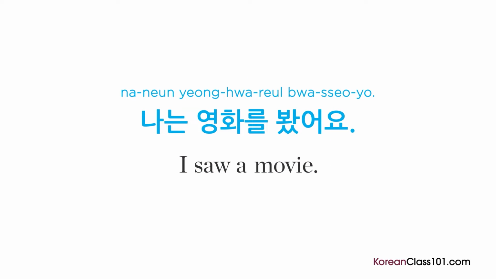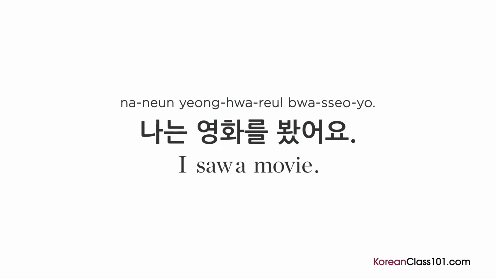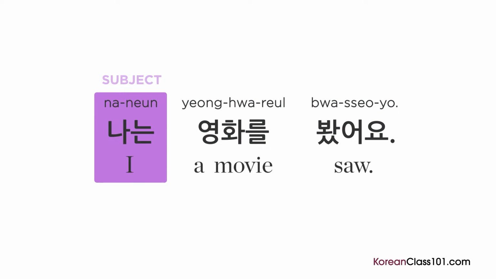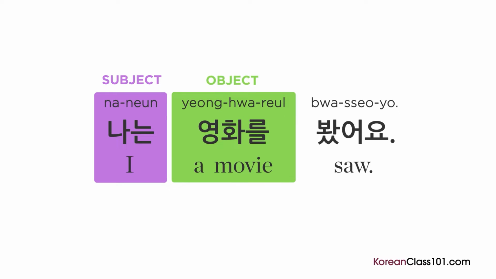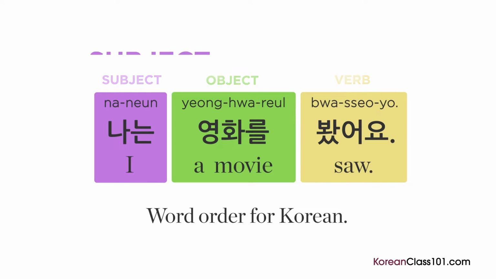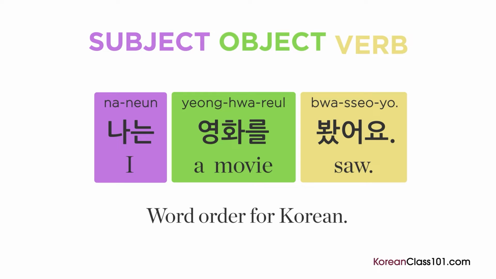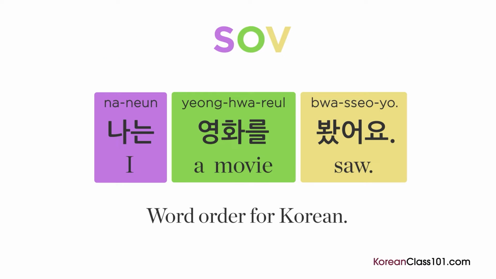나는 영화를 봤어요. If we break down the Korean sentence, we get the subject 나, meaning I, then comes the object 영화, meaning movie, and finally we have the verb 봤어요, meaning saw. The word order for Korean then is subject, object, verb, or SOV for short.